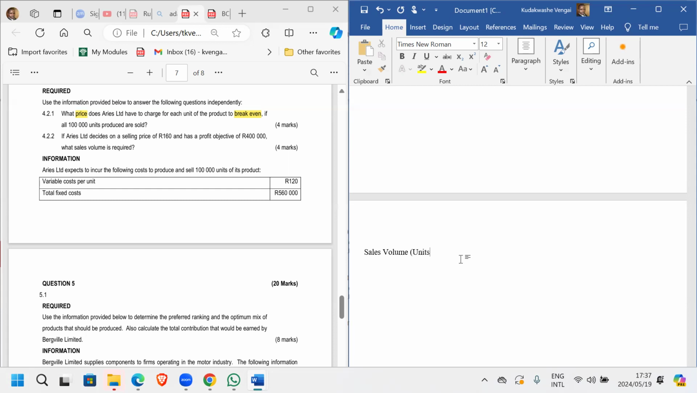So it's units, right? It is equal to fixed costs plus target profit divided by the marginal income per unit, or the contribution per unit. Right? So sales volume is equal to, what is our fixed cost? 560 plus our target profit of 400,000, divided by our marginal income per unit, which is going to be what?